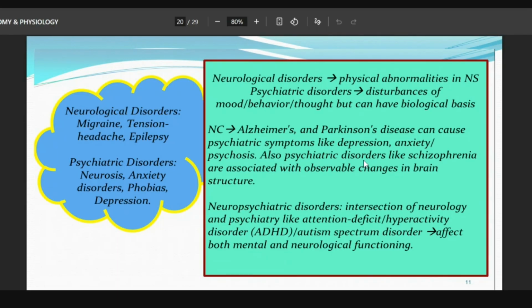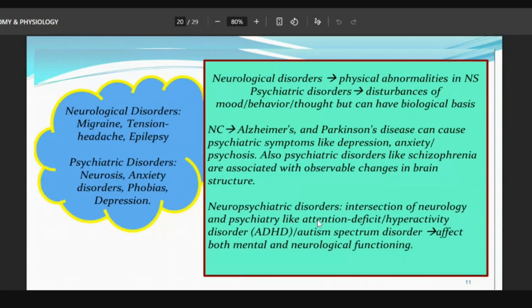Similarly, there are psychiatric disorders like schizophrenia, where after some time, a person gets schizophrenia, there will be some observable changes in their MRI, in their brain structure as well. उनके ब्रेन के कुछ स्ट्रक्चर्स में डिस्ट्रप्शन हो जाता है. So it is a thin line. It's not a major big line, which scientists are trying to understand, this thin line between neurological disorders and psychiatric disorders. But on the face of it, neurological means physical abnormality, psychological means mood, behavior, thought kind of issues.